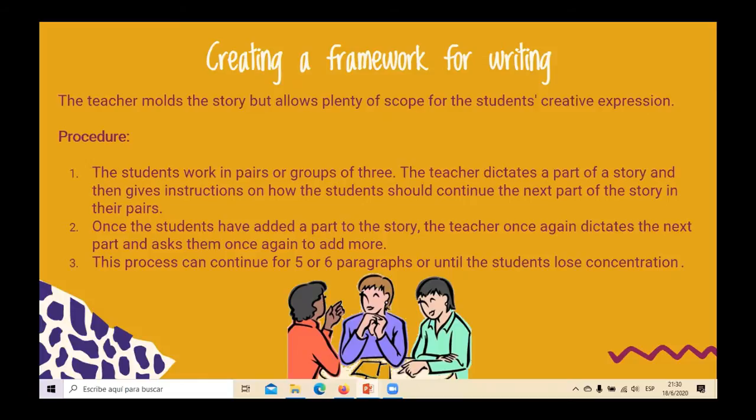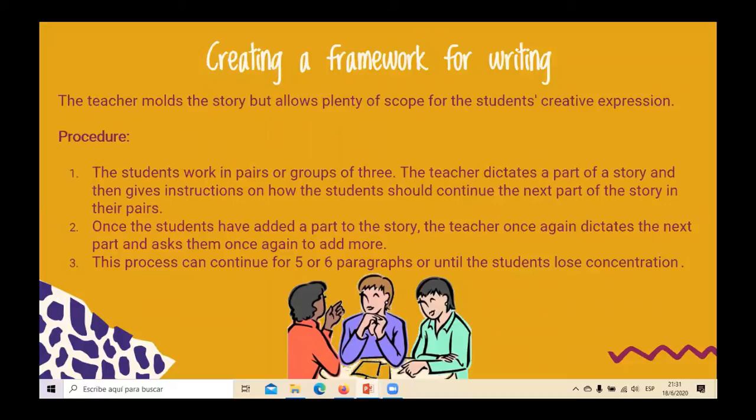This is a creative grading exercise in which the teacher molds the story but allows plenty of scope for the student's creative expression. In order to do this activity, students just need a piece of paper and a pencil. The procedure is: first, the students can work in pairs or in groups of three. The teacher dictates a part of a story and then gives instructions on how the students should continue the next part of the story in their pairs or in the groups.